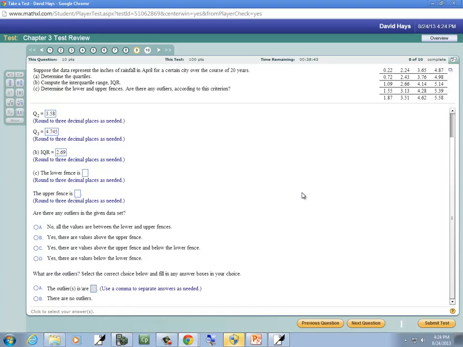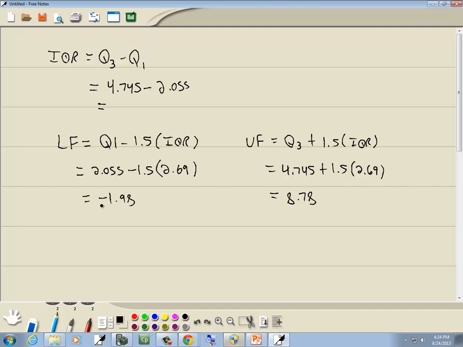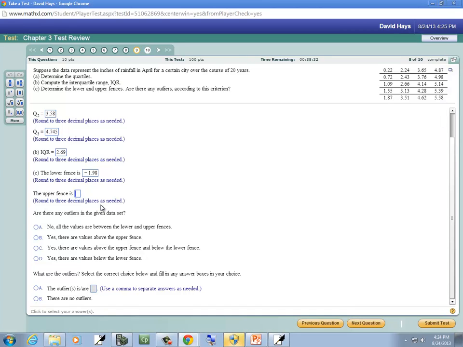Okay, so the lower fence is negative 1.98. Negative 1.98. Upper fence, 8.78.